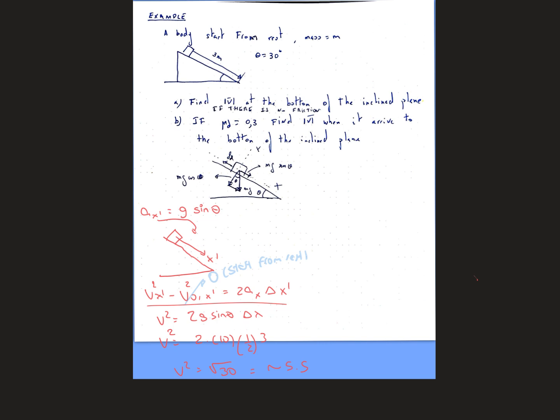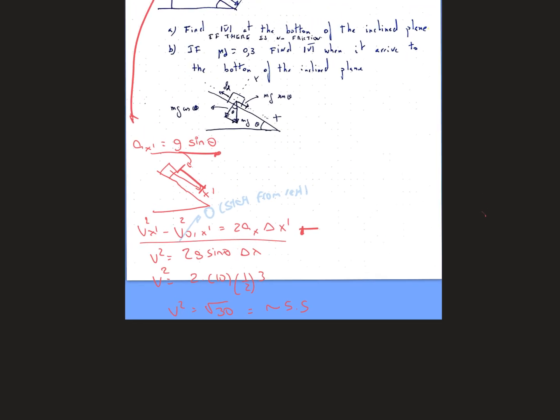To solve this first part of the problem, from this graph we're going to deduce that ax prime is going to be g sine of theta, because theta, or pretty much this side right here, is the opposite side of the angle, and then we're going to put it as g sine of theta.